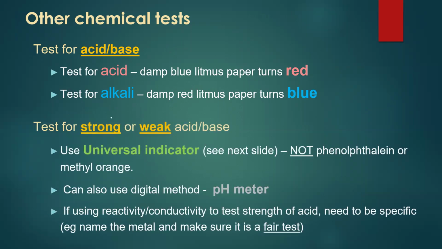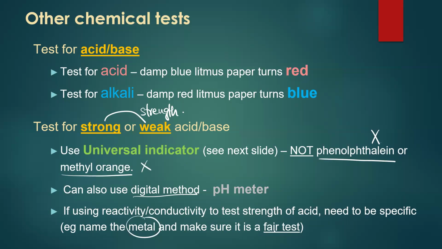For the strength of acid and base, you should use universal indicator and the colors of universal indicator, not thymolphthalein or methyl orange. They are used in titration just to tell you whether the solution is acid, base, or neutral. But phenolphthalein and methyl orange don't tell us the strength of acid and base. We can also use a digital method. If using reactivity and conductivity to test strength of acid, it needs to be specific. You have to tell what metal is used to make it a fair test.